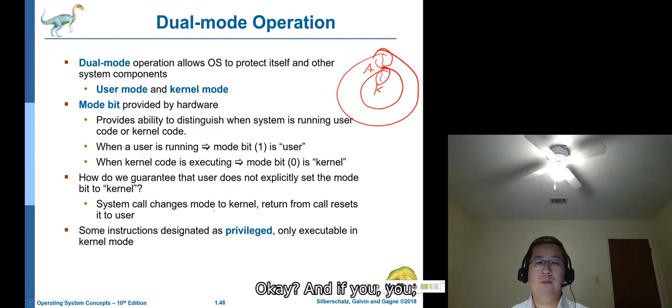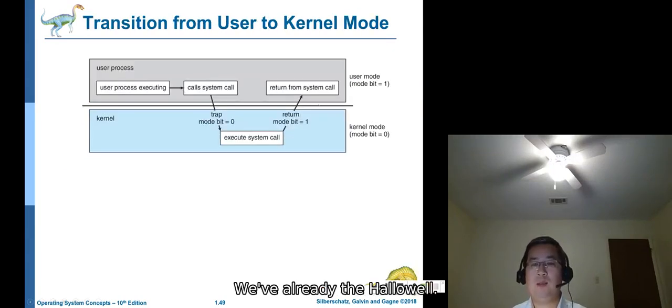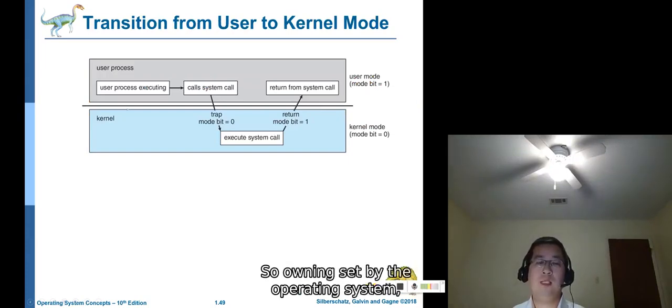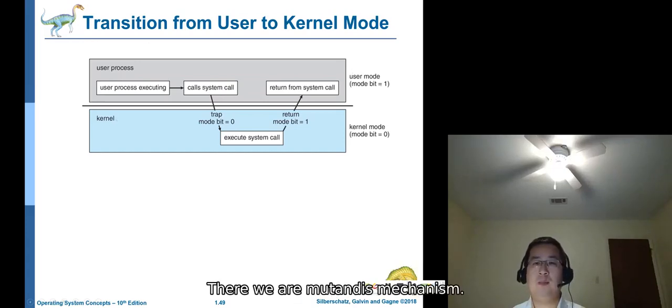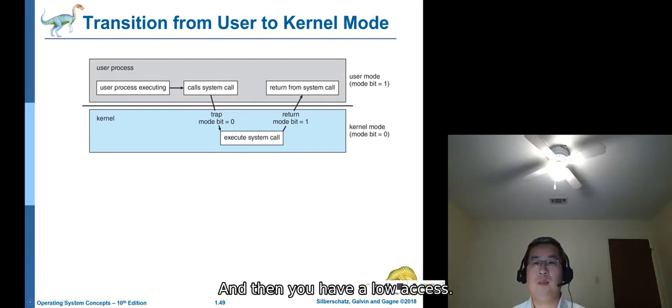Okay. But if you try to change it to kernel mode yourself, that's not available for you, because it's hardware set. So it's only set by the operating system. You are not able to set that value. They will maintain this mechanism. So once you enter kernel mode, we change it to be 0, and when ready to return, change it to be 1. And then you have no access to change this mode bit.